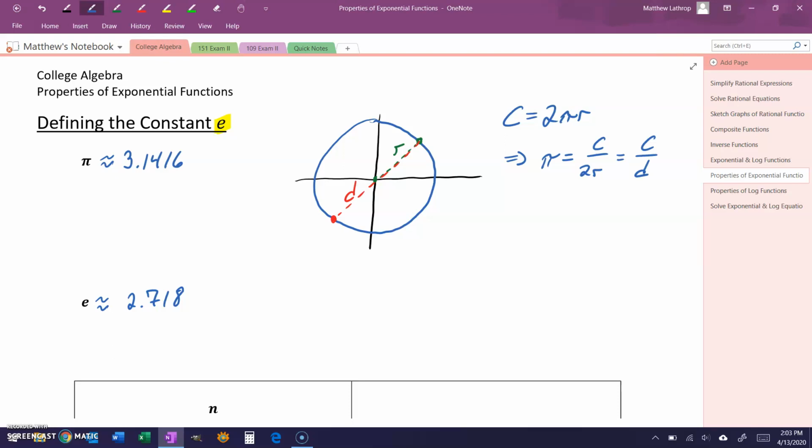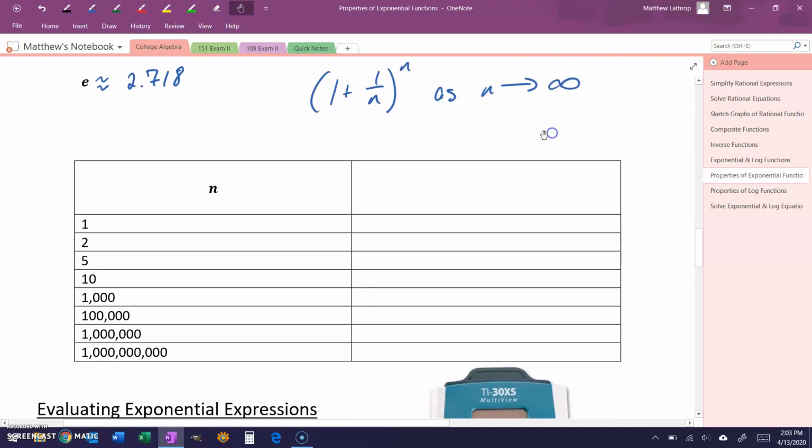Our value for e is derived through the study of compound interest, and specifically it's the value of the formula 1 plus 1 over n to the nth power as our value for n approaches infinity. To show where this comes from, we could complete a table of values for that expression that we listed above as our value for n increases.